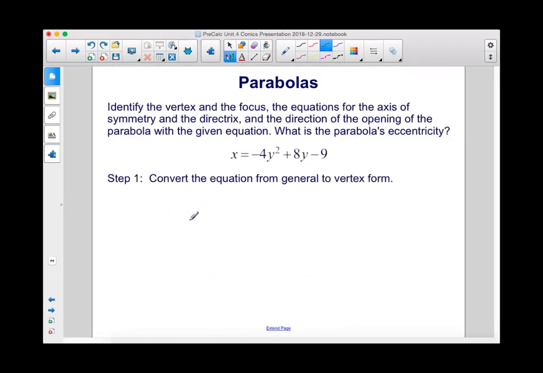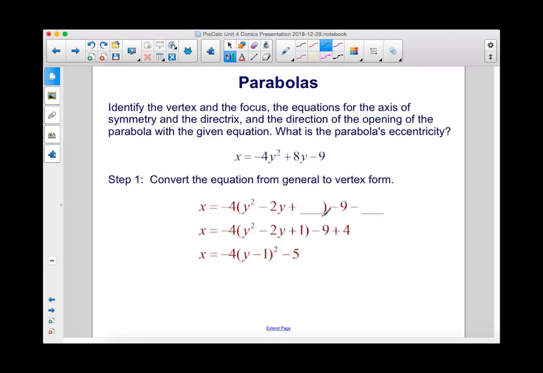Identify the vertex and the focus, the equations for the axis of symmetry and the directrix, and the direction of the opening of the parabola with the given information. What is the parabola's eccentricity? Step 1. Convert the equation from general to vertex form. So we need to complete the square here.